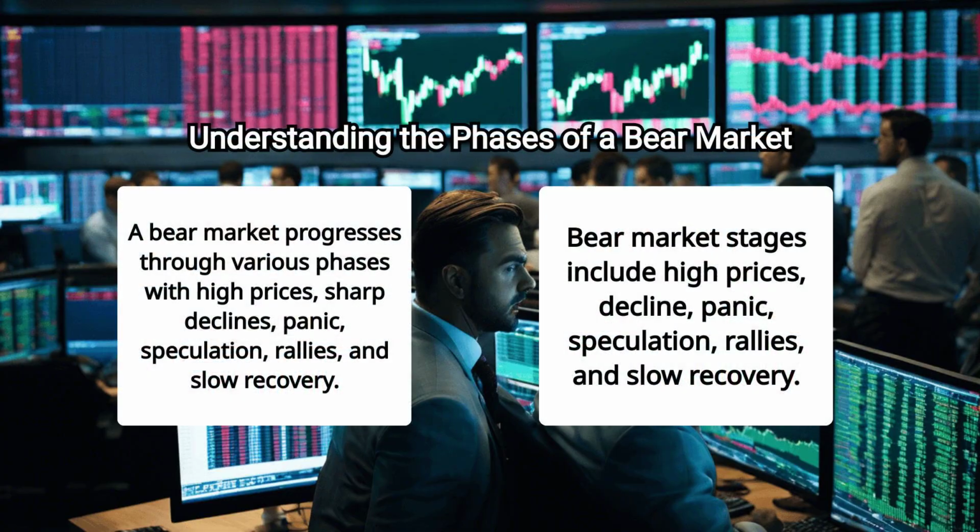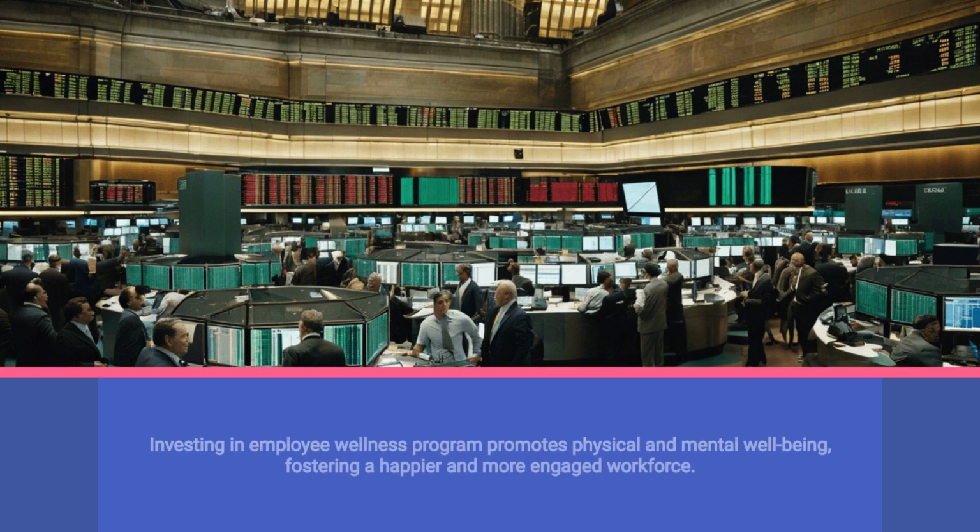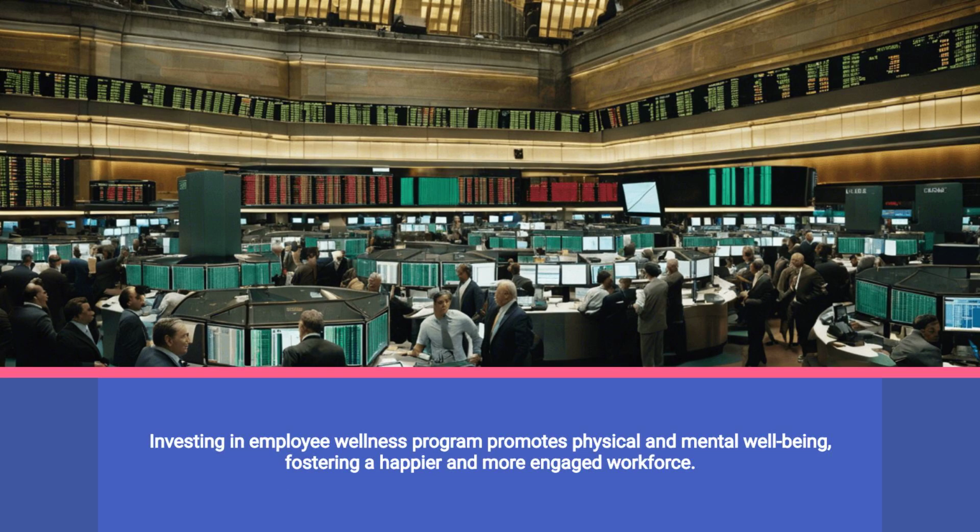A bear market progresses through various phases. These include high prices and investor sentiment, a sharp decline and panic, speculation and temporary rallies, and continued decline with slow recovery. In the first phase, prices are at their highest and investor confidence peaks. However, smart investors start cashing out, setting the stage for a market fall.